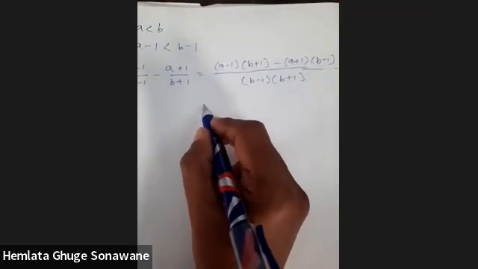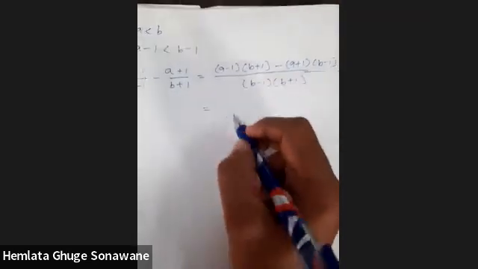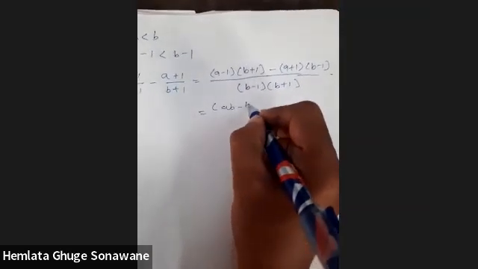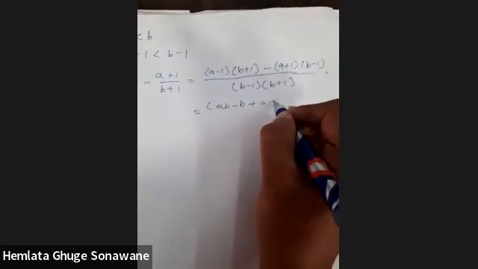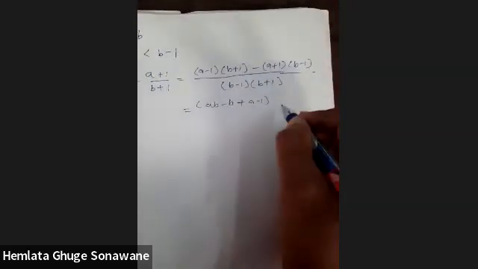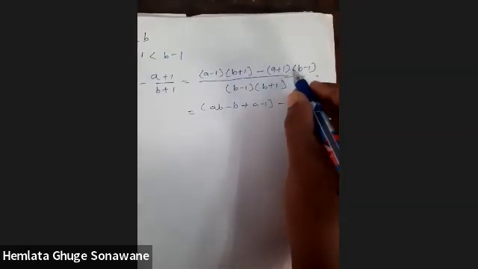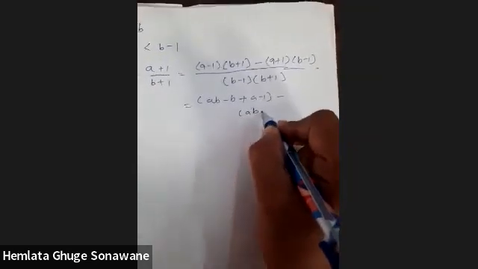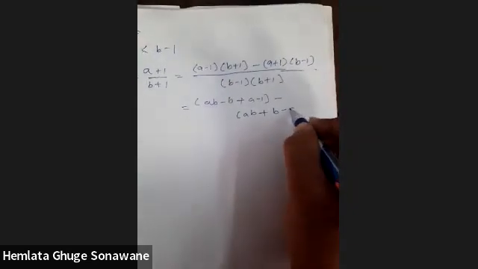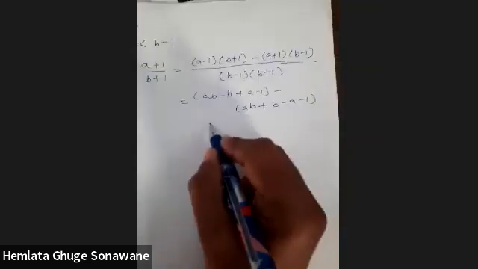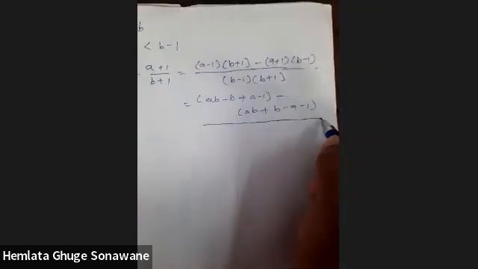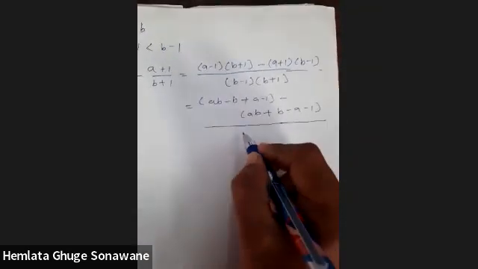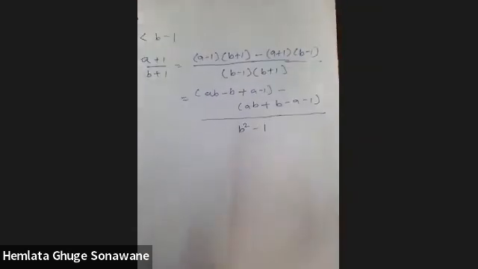Now we'll multiply these brackets. So it becomes AB minus B plus A minus 1, minus, we'll multiply A plus 1 into B minus 1. That is AB plus B minus A minus 1, upon B minus 1 into B plus 1, which becomes B square minus 1.